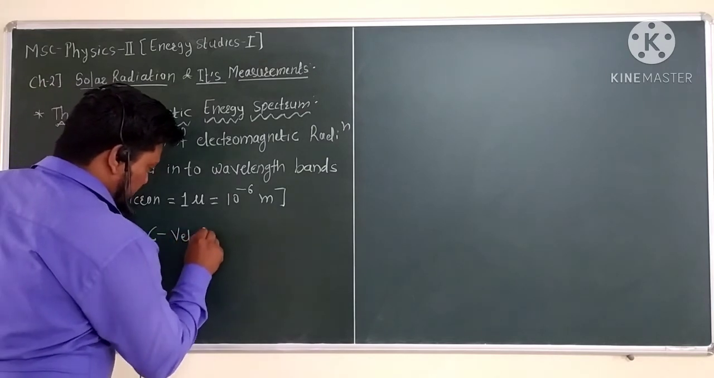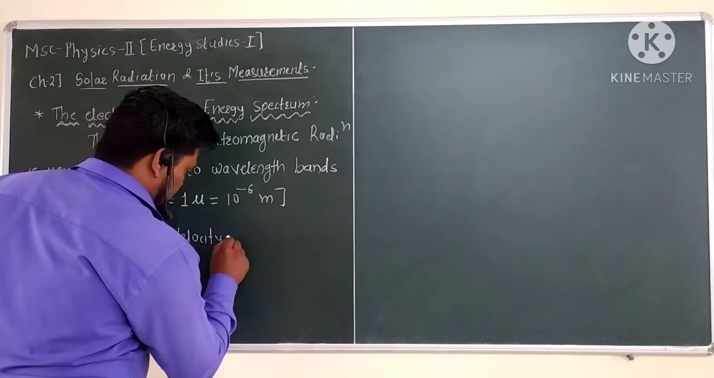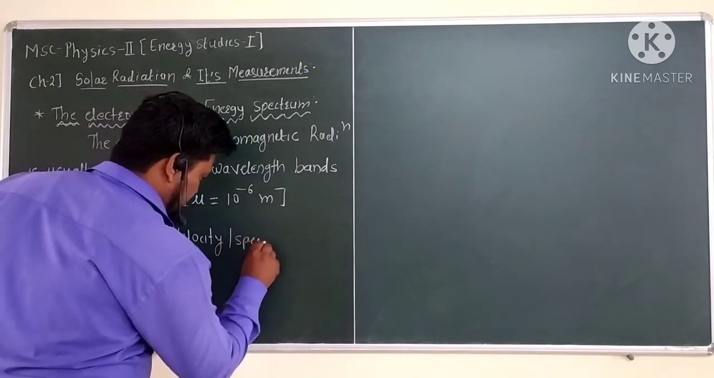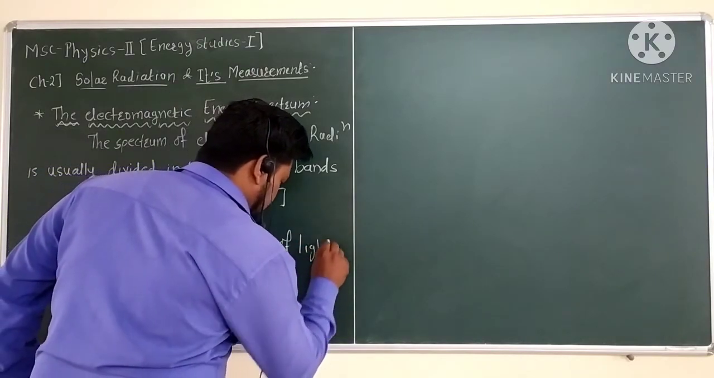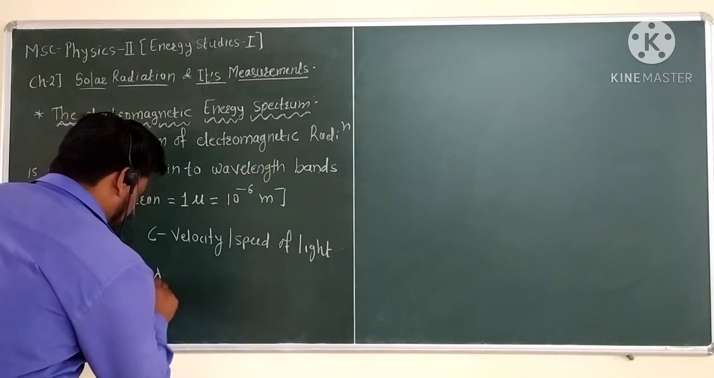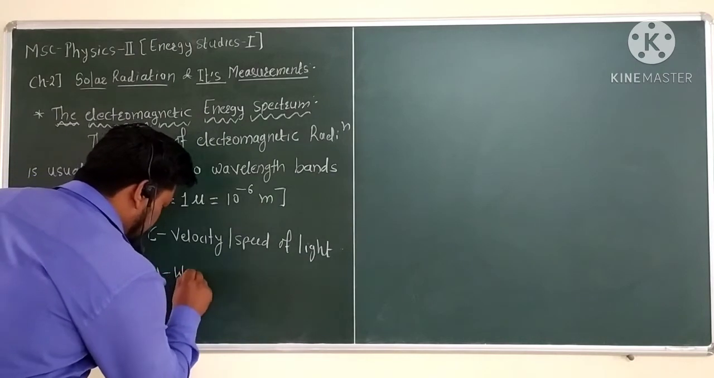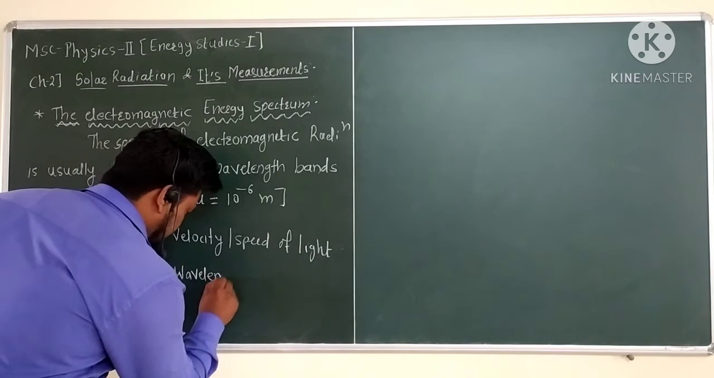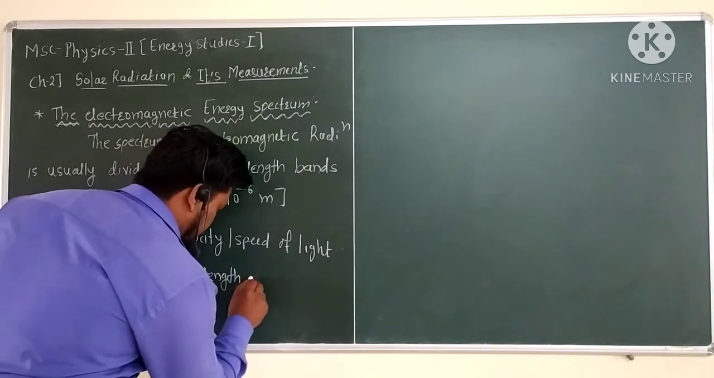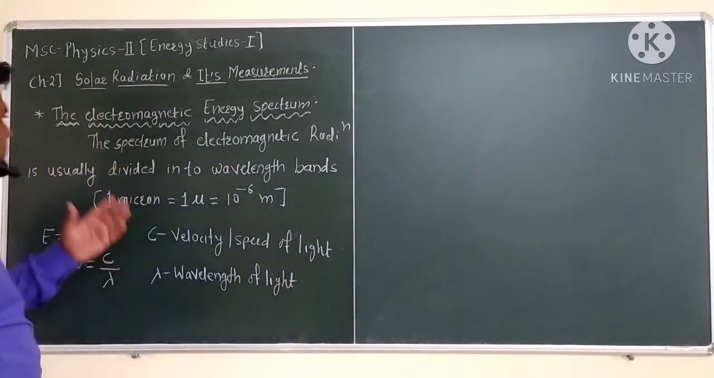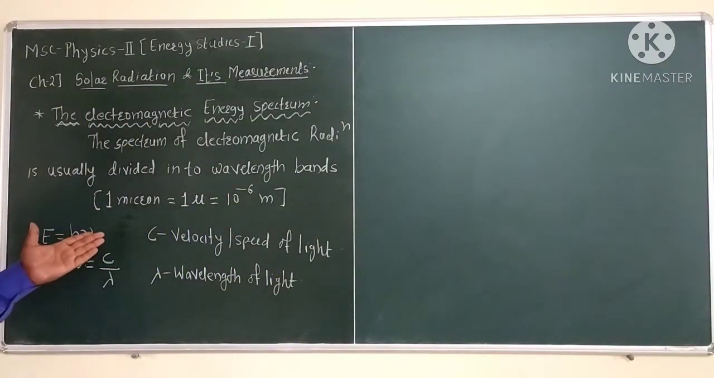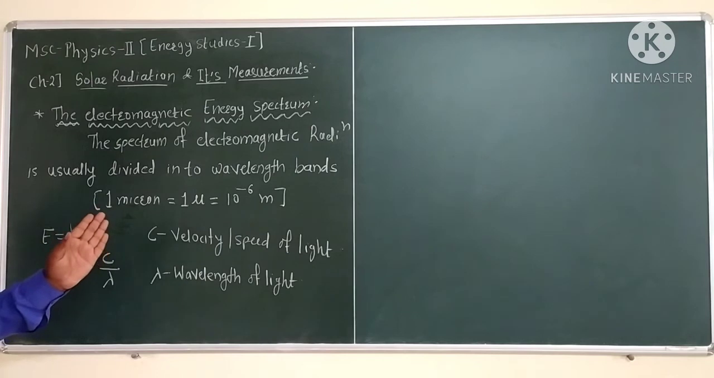This c is the velocity or speed of light, and this lambda is the wavelength of light.